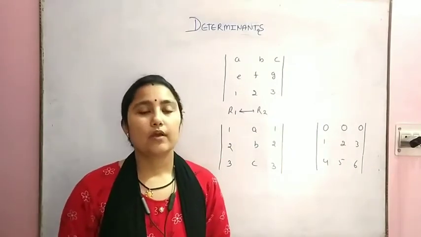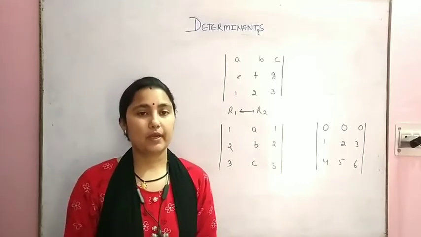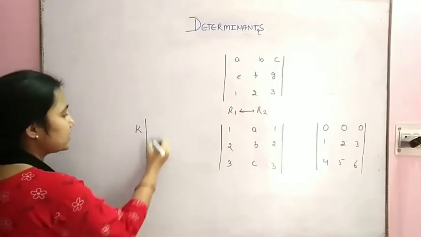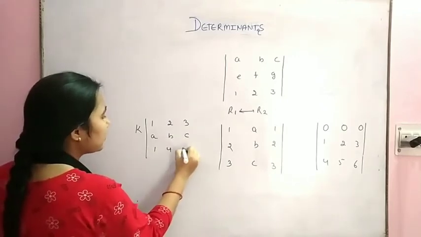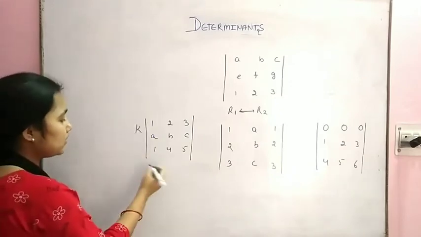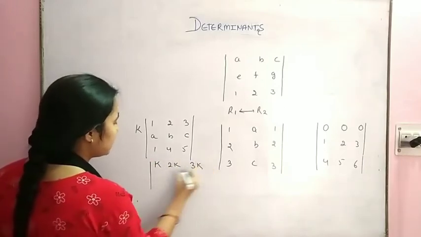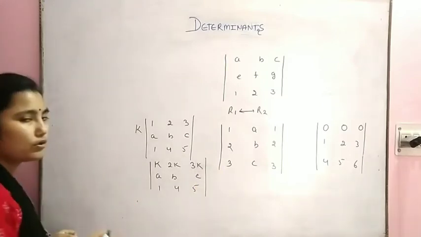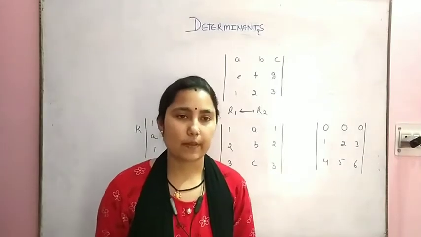Next property: if we want to multiply a scalar by a determinant, the scalar is multiplied only by one row or one column. Whatever we need, like 3k, the remaining entries are the same. Similarly, if we want to take a common factor, we can take it out of any row or any column separately.